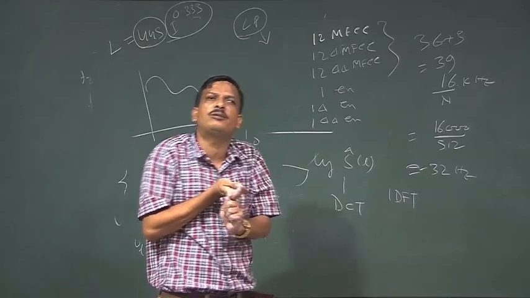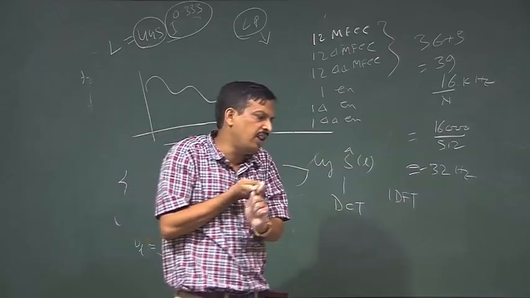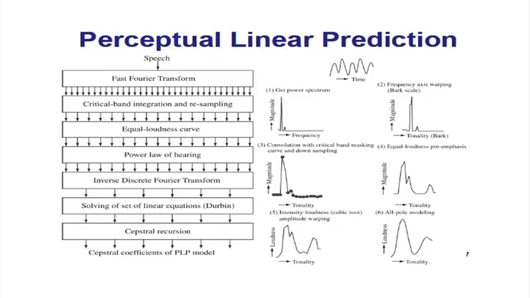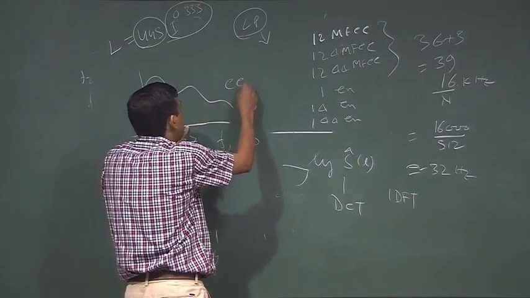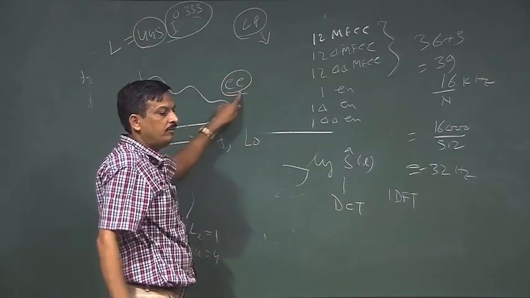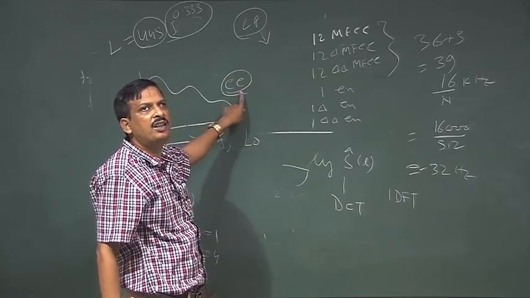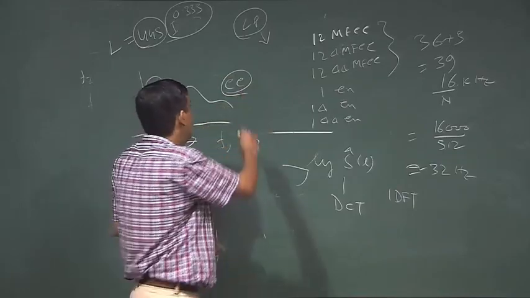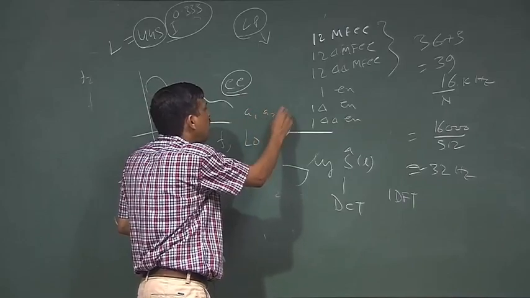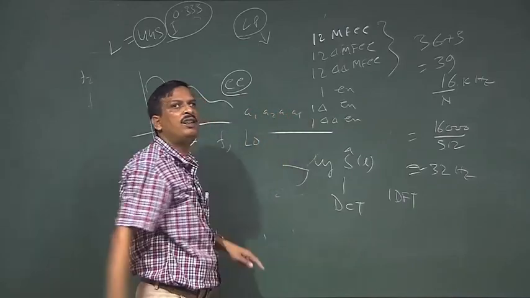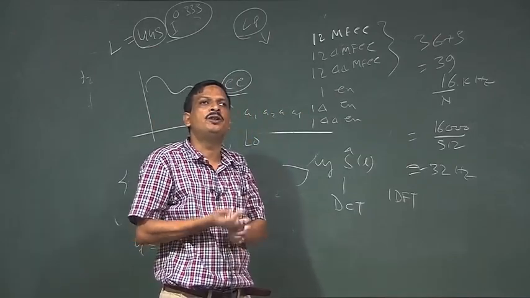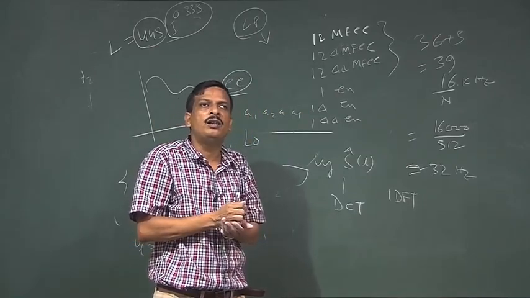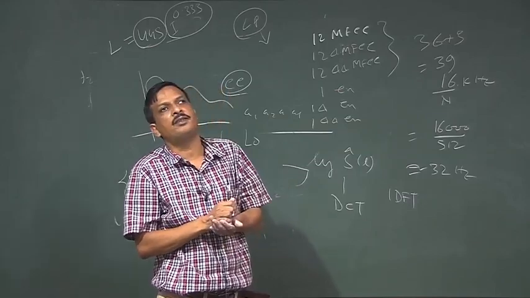Then take the inverse Fourier transform, and what will I get? I will get the cepstral coefficients. From the cepstral coefficients, I can calculate A1, A2, A3, up to AP, which I have already discussed. That is called the PLP coefficients, perceptual linear prediction.